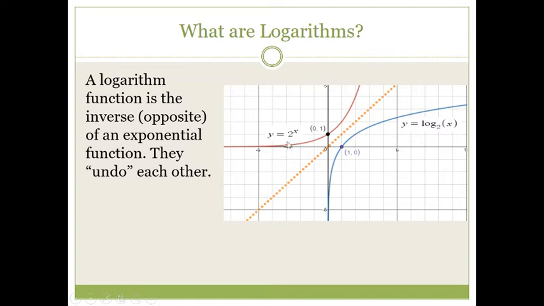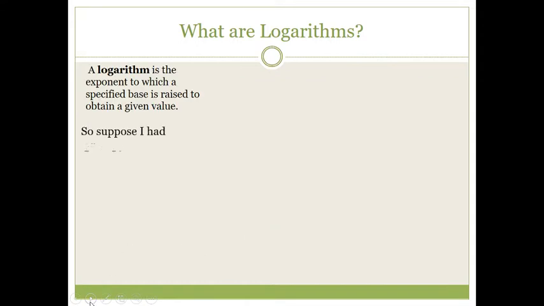So every point on the exponential red function has its x and y coordinates switched on the logarithmic function. Notice here we have the point (1, 2), and on the log function we have the point (2, 1). Basically it's a reflection over the line y equals x, which is this dotted orange line. If you thought of this as a piece of paper and folded it over that dotted line, they would match right up on top of each other. And that's what you know about inverses.